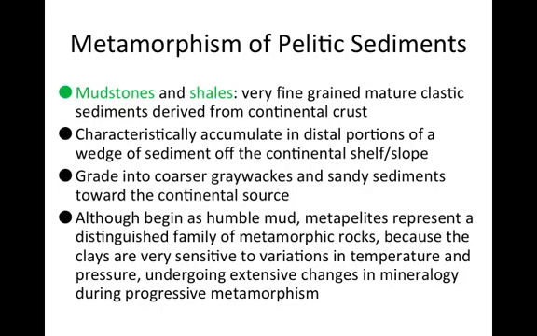All right, we've talked about pelitic sediments. These are mudstones and shales that are very fine-grained sediments derived from the continental crust. They accumulate on the parts of the wedge of sediment that's off the continental shelf or slope, the farther reaches of that wedge of sediment. And they grade into coarser greywackes, which is more a sandy sediment that's nearer the continental source, so closer to the edge of the continent.